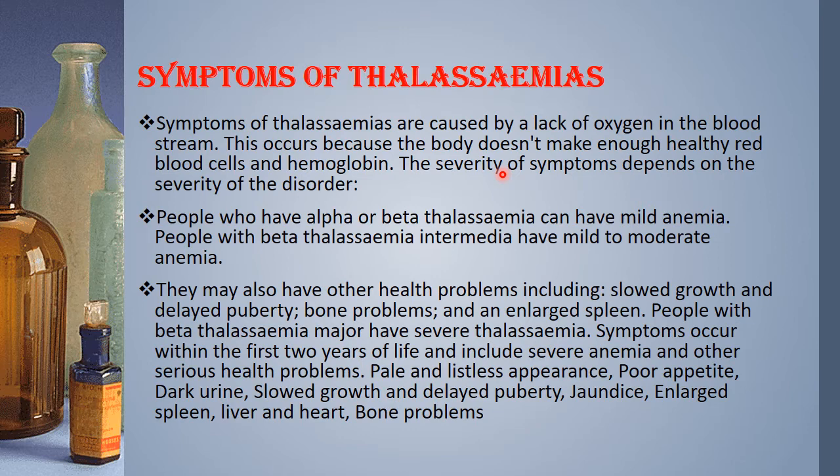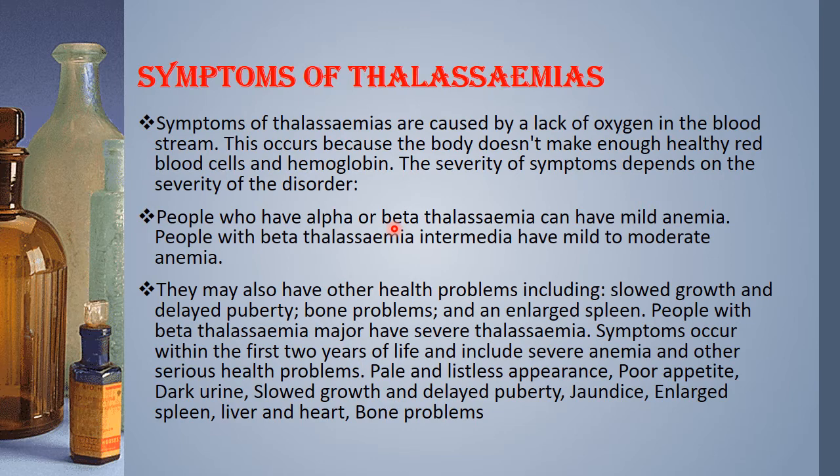So as a general talking, if you want to investigate the manifestation of those types of patients, the patient may have slow growth, delayed puberty, bone problems, hepatomegaly and splenomegaly. And some of these complications may relate to the types of treatment, due to the blood transfusion from time to time. People with beta thalassemia major have severe thalassemia. And as a general talking, the symptoms occur within the first 2 years of life and include severe anemia and other serious health problems.